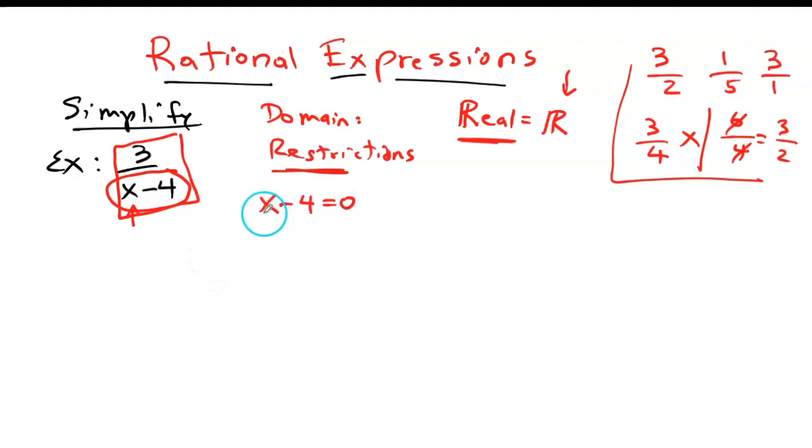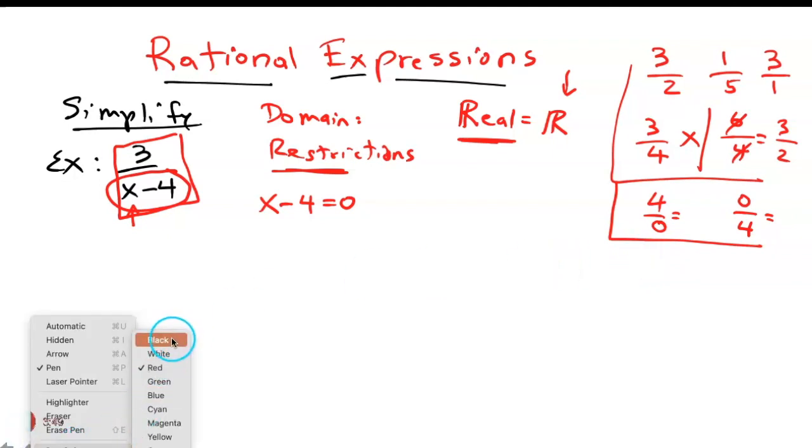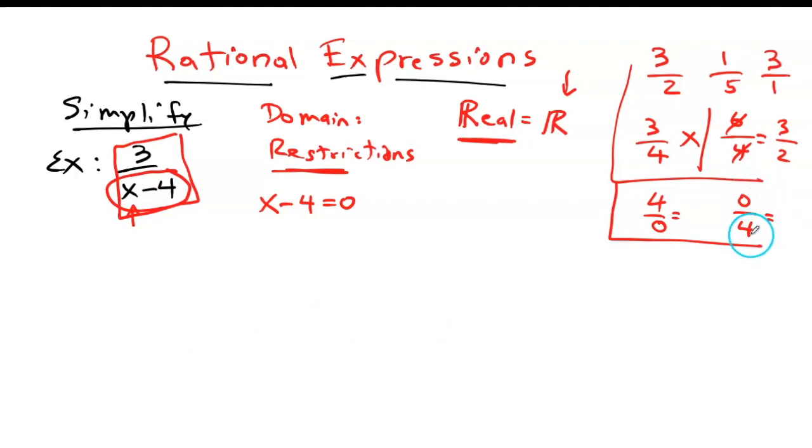Why am I doing this? Let me ask you a question. I'm going to have 4 divided by 0 and 0 divided by 4, and I need to understand what the values are for those two. If I divide 0 by any number, my answer will be 0. I have $0 and I'm going to share it with my 4 friends. Are they getting anything? No. 0 divided by any number is 0.